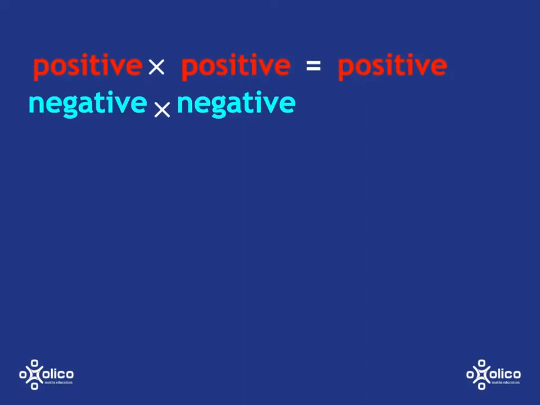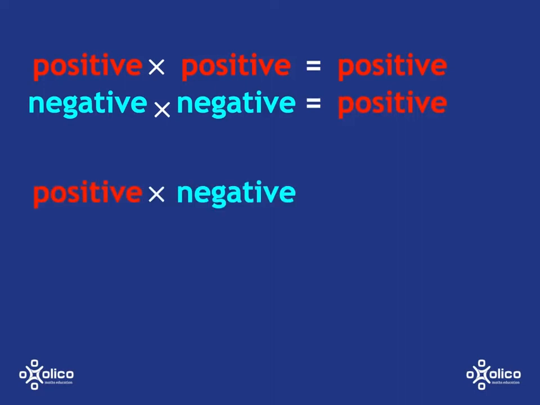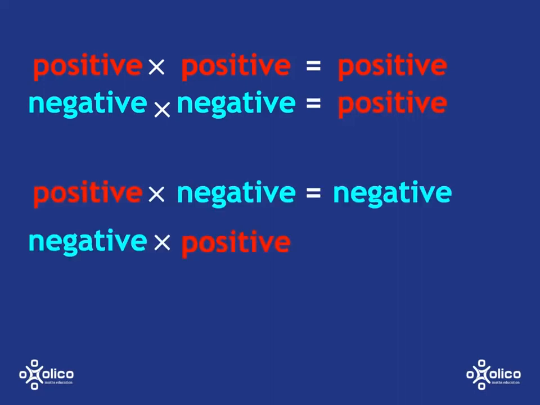Okay, but let's summarize what we have established there. That if we've got a positive multiplied by a positive, our answer is positive. And if we've got a negative multiplied by a negative, our answer is positive as well. But if we have a positive multiplied by a negative, or a negative multiplied by a positive, the answer will be negative. And because multiplication and division are closely related, the same story is going to hold true for division.